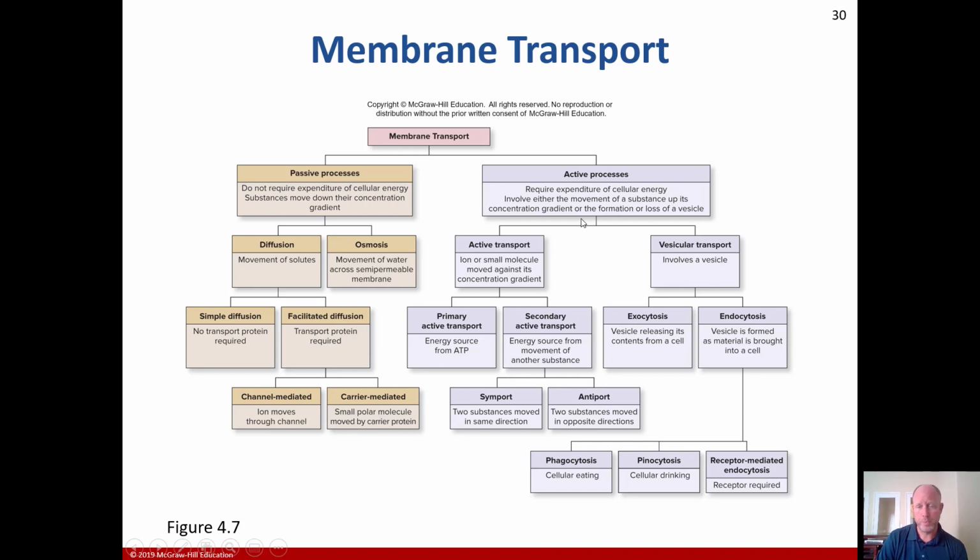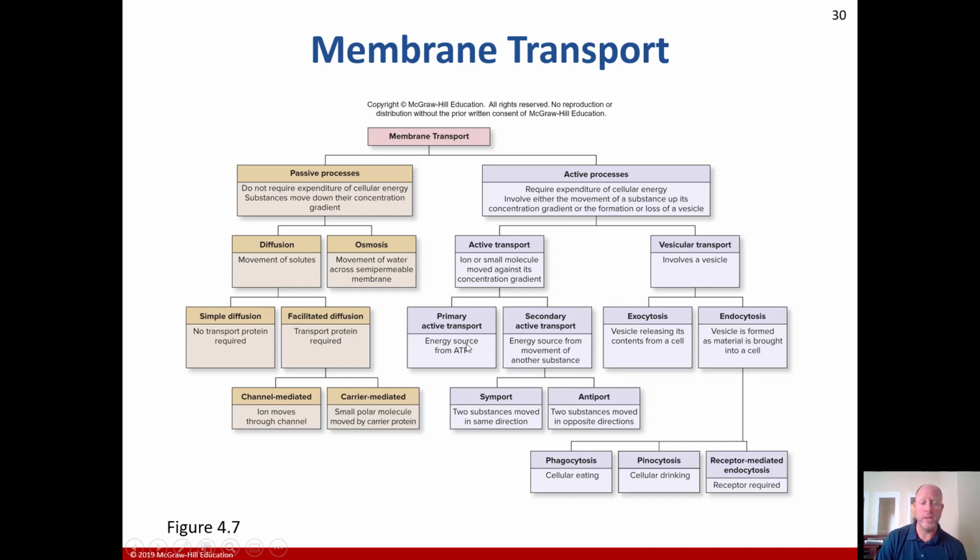carrier proteins. Membrane transport that is active requires expenditure of cellular energy, or ATP. It involves either the movement of a substance up its concentration gradient, going from low to high, or the formation or loss of a vesicle. Down the gradient refers to going from high to low concentration. For active transport, we have the ion or small molecule moved against its concentration gradient, and vesicular transport involves a vesicle. For the two categories of active transport, we have primary active and secondary active.